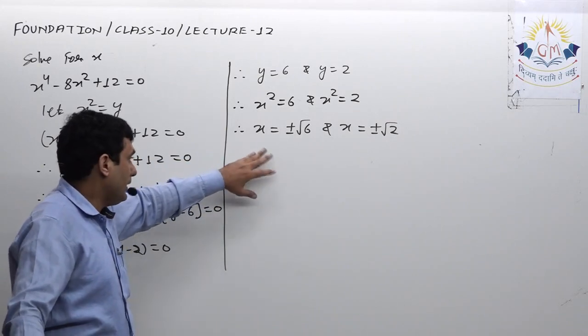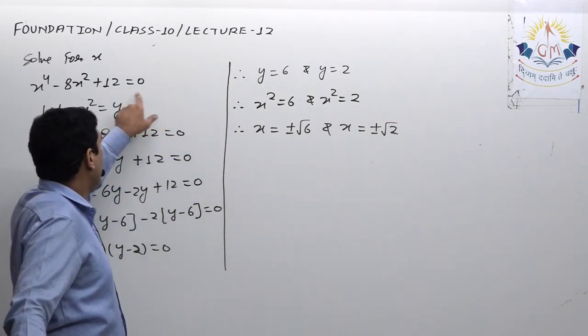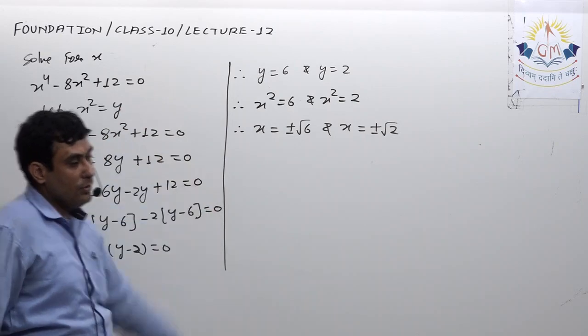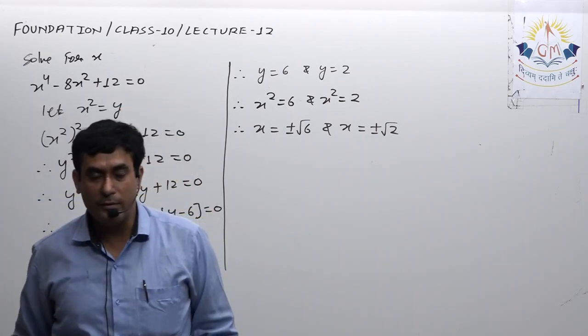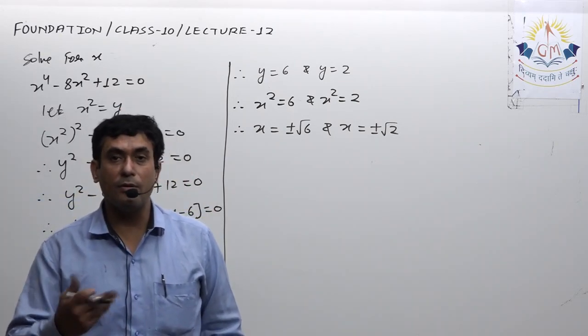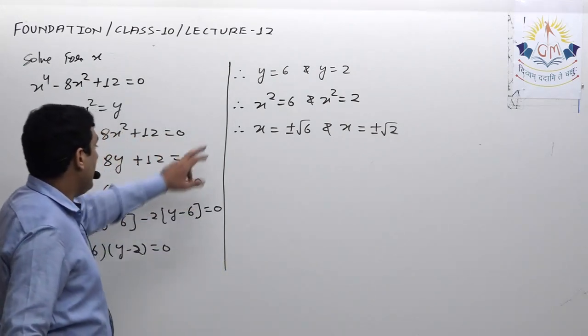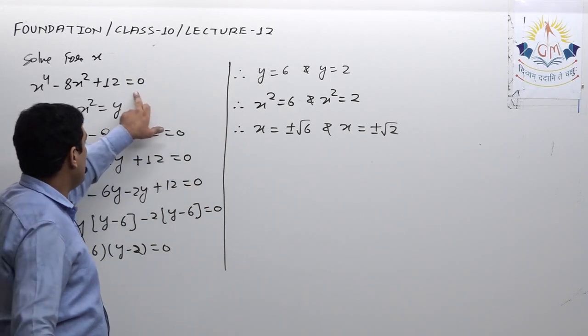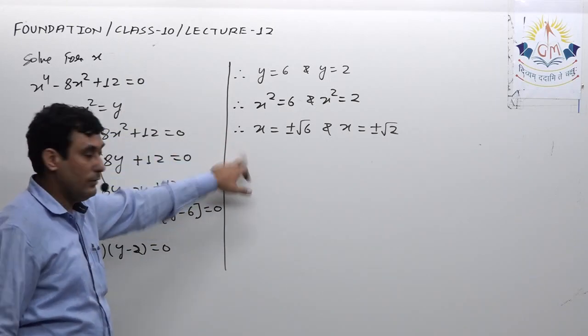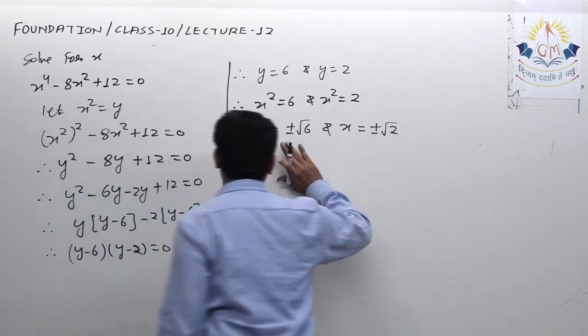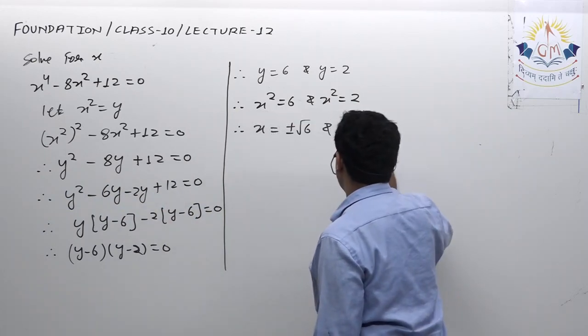See, as it is not a quadratic equation, the values that we get as a final answer, we can't assure that all values will satisfy the given equation. So whenever you solve a biquadratic equation, or simply whenever you solve an equation which is not a quadratic, in that case you have to check the original equation with the final values. So here we have x equal to plus minus root 6 and plus minus root 2.